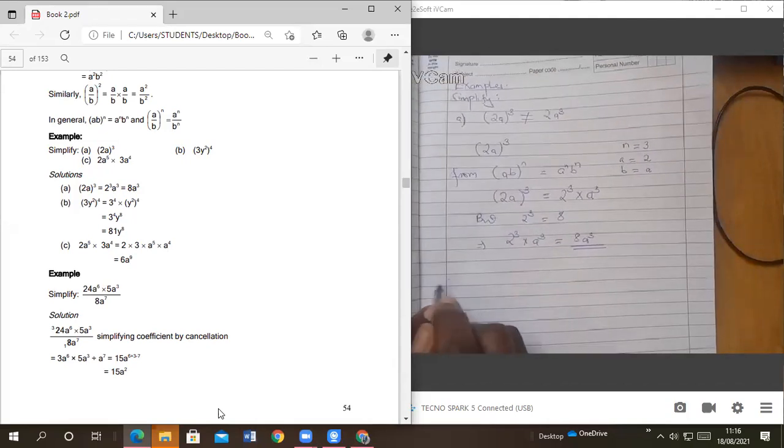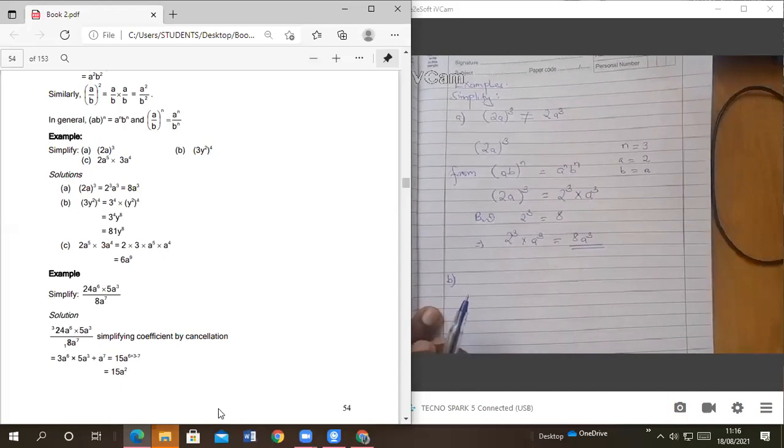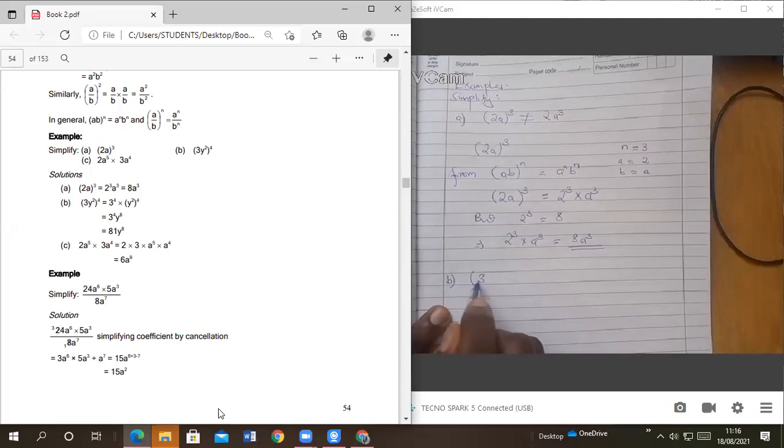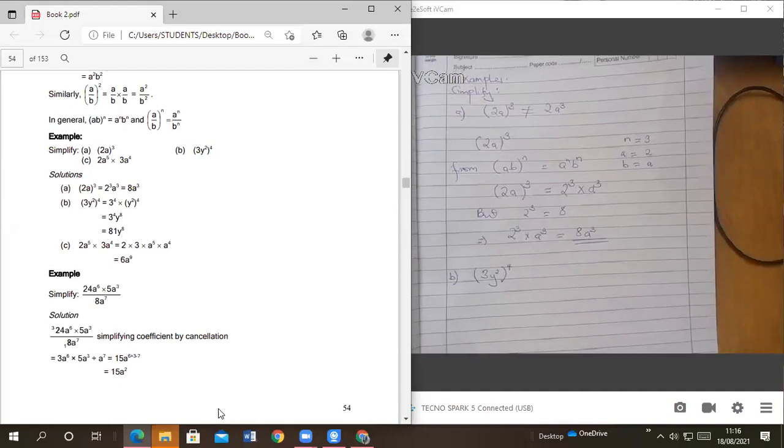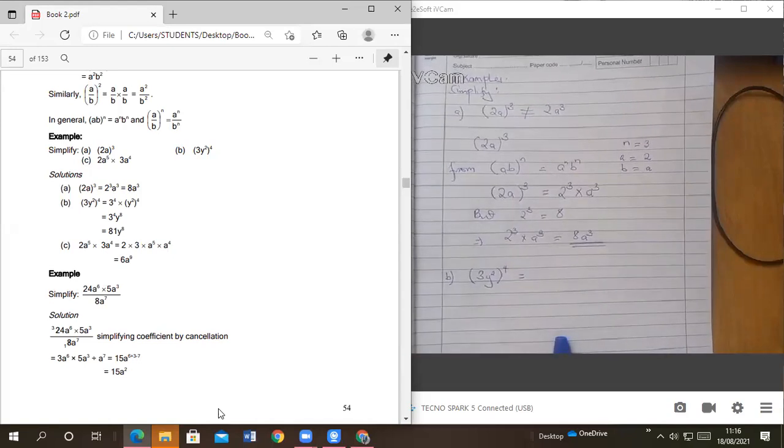The same also applies to B. Can we look at question B? Question B is saying (3y squared) to the power 4. Who can guide me? What should I write there?